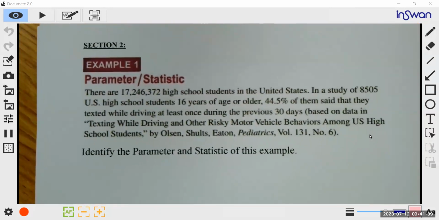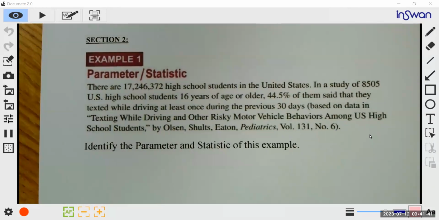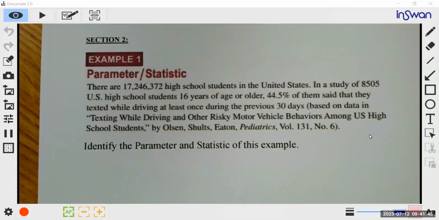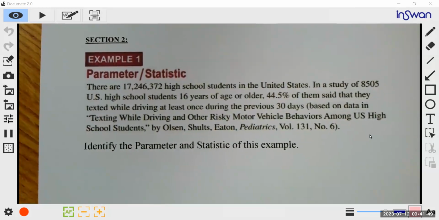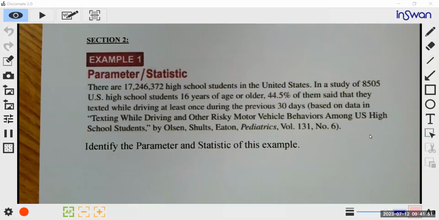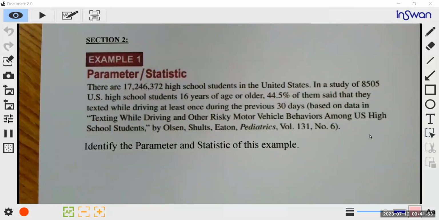Okay. Parameter and statistic. There are 17 million high school students in the United States. In a study of 8,505 high school students, 16 years or older, 45 of them said that they texted while driving at least once in the previous 30 days. Again, the data is based on texting while you're driving. You have to always tell me where you get the data from. Identify the parameter and the statistic of this example.